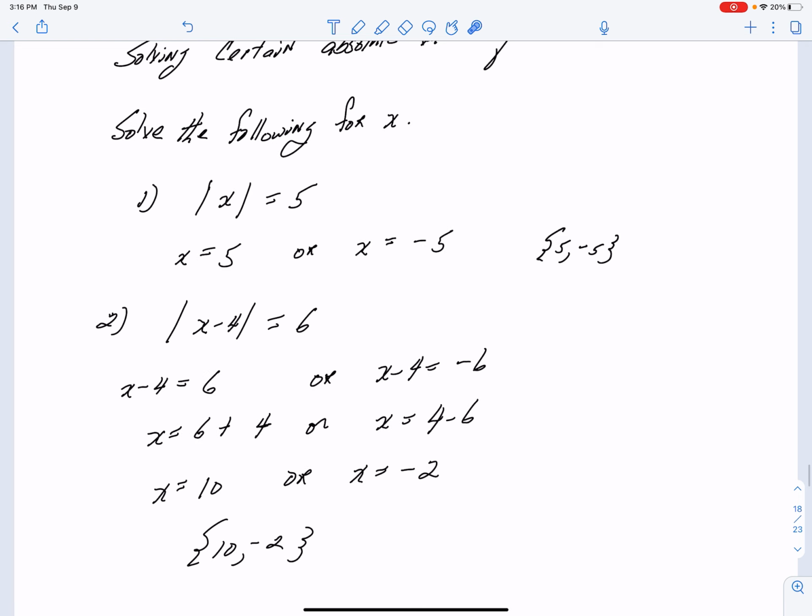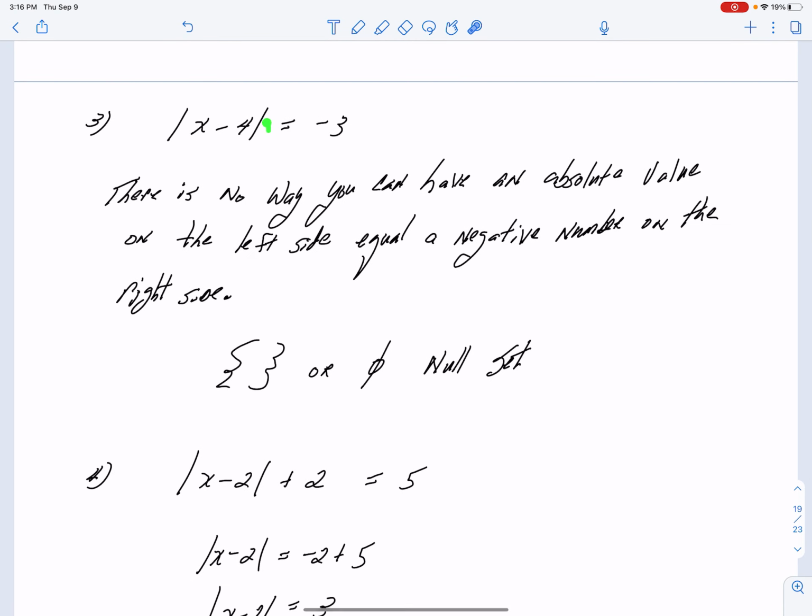Now, in both of these examples, I have an absolute value here and a positive number here. But in this example, number 3, I have an absolute value here, and on the other side, I don't have a positive number, I have a negative number. Now think about it. Is there any way I could have an absolute value by itself on one side equal to a negative number? The answer is no, because anytime I take an absolute value, I get something that's non-negative. So the solution to that equation would be no solution. There is no x value that's going to work.